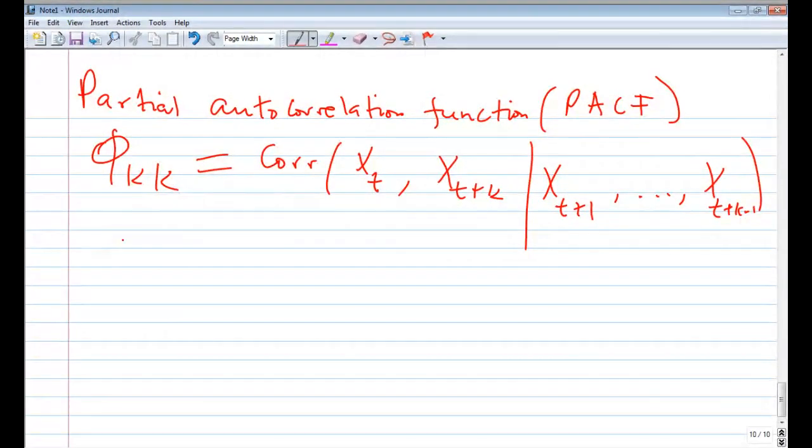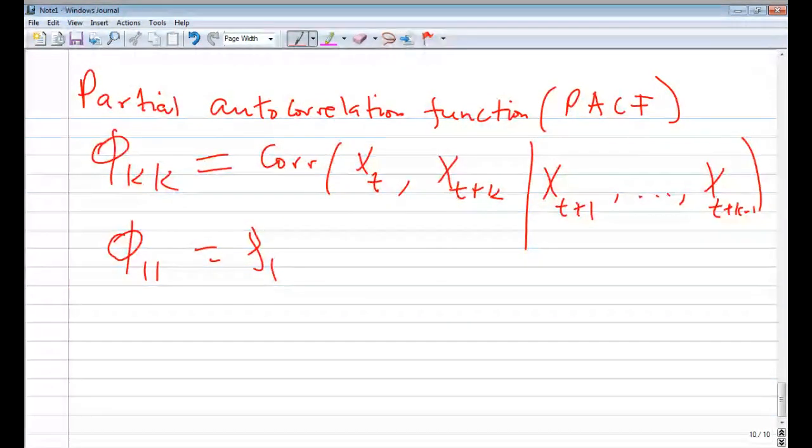Now, phi kk, or phi 11 this time around, sorry. Phi 11 reads as the partial autocorrelation function at lag 1. Are we together? Phi 11 is the partial autocorrelation function at lag 1, which is always equal to rho 1. So if the question says calculate the partial autocorrelation function at lag 1, which is phi 11, you must know that it's always equal to rho 1.